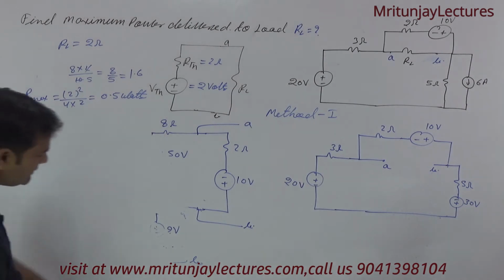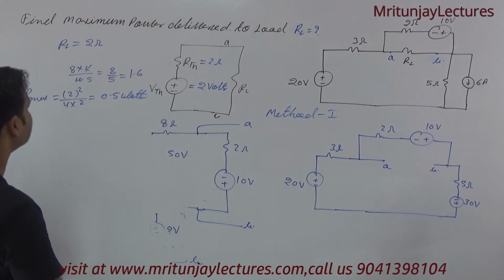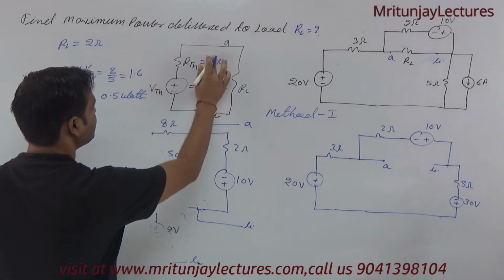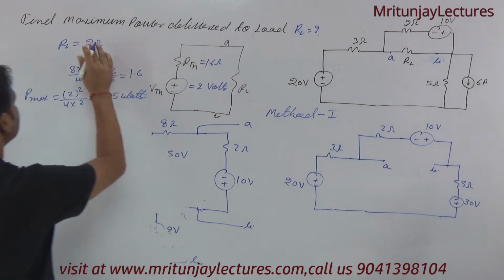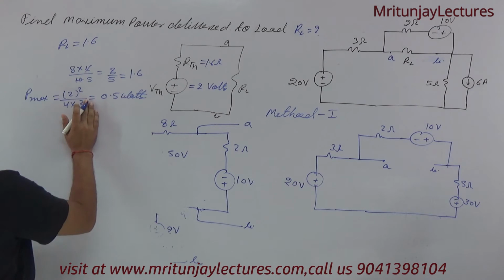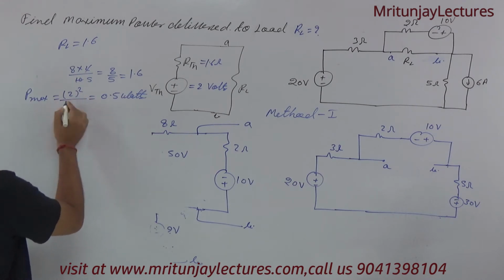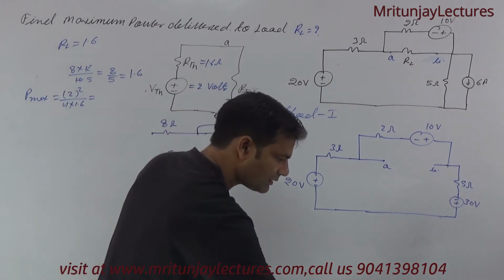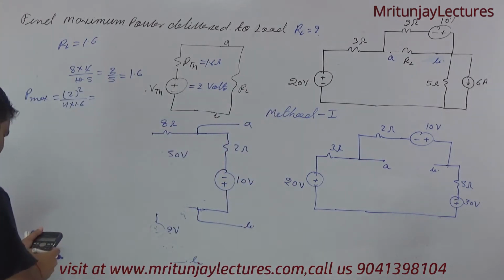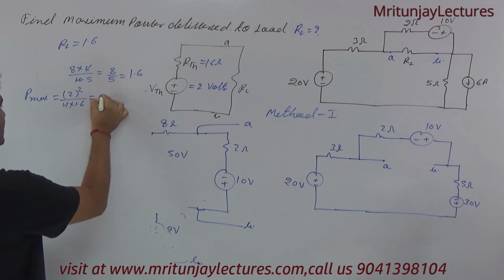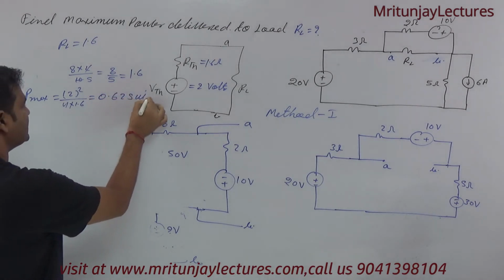Sorry, that is 1.6. Sorry, this is that is 2 volt and that is 1.6 ohm, and here 1.6. Silly mistake here. So 4 into 1.6, 1 divided by 1.6, that is 0.625 watt. This is the final answer.